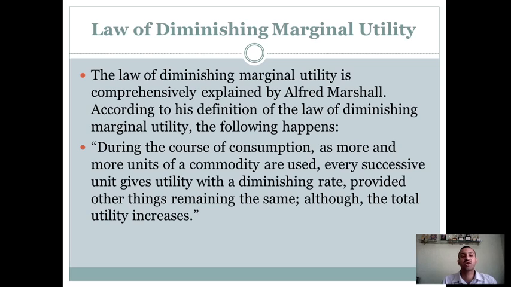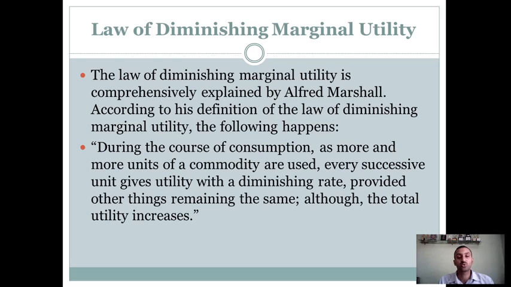Here, Alfred Marshall has given this law of diminishing marginal utility. As per this law, Alfred Marshall is trying to tell us that other things remaining the same or constant, the additional unit of any commodity, or consumption of any additional unit, will give less and less satisfaction to the user. The total utility will increase, but the marginal utility will definitely reduce. So this is the law of diminishing marginal utility.